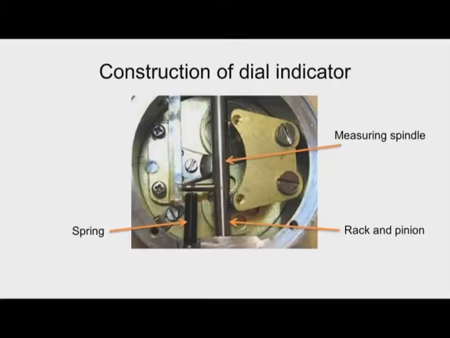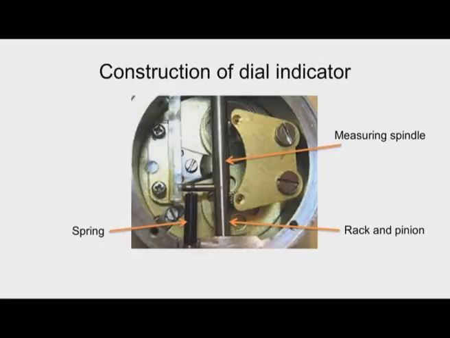Then let us see the construction of the dial indicator. I can see this is the measuring spindle or plunger. There is a built-in rack in the spindle, and we can also see the pinion. So, when the plunger moves, this pinion will also move, and there is a set of gear trains. This pinion is fixed to the bigger gear, and this is in mesh with another smaller pinion. Like this, there is a train of gears. So, the displacement gets amplified.